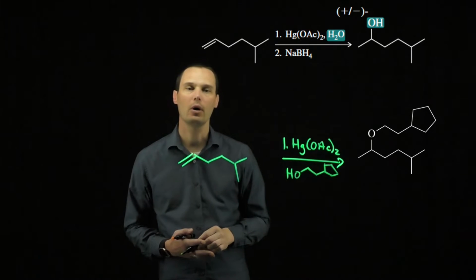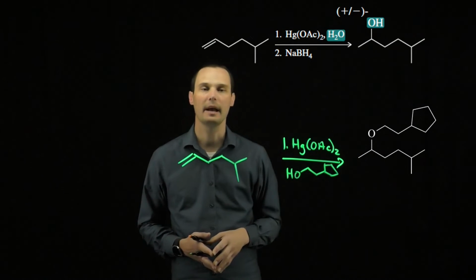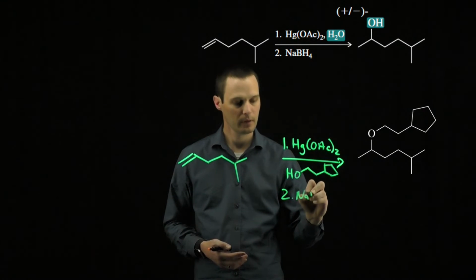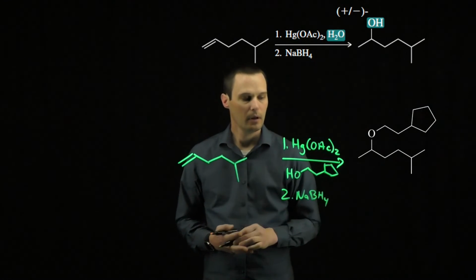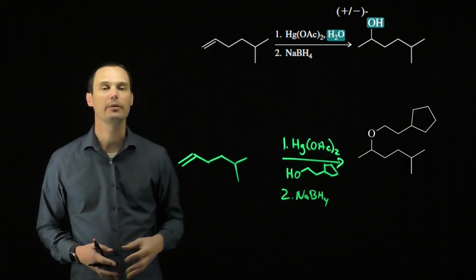So treating with this alcohol would form a carbon-oxygen bond with this oxygen, bringing along the carbon chain to form this ether. We would still need step 2, the reduction. But this is how we could modify the traditional oxymercuration conditions to form an ether product instead.